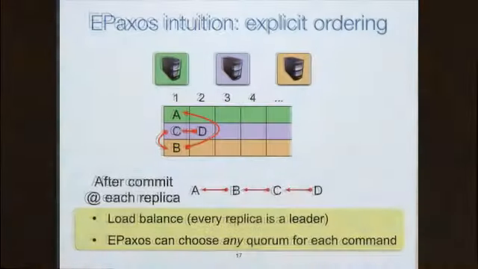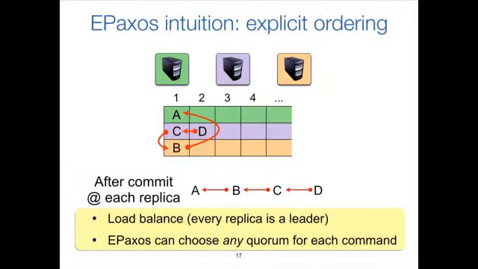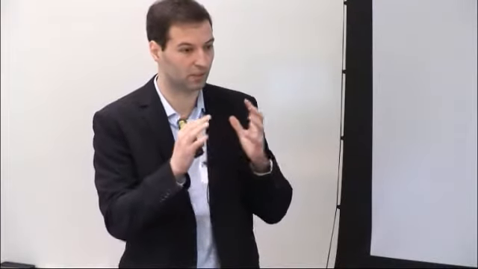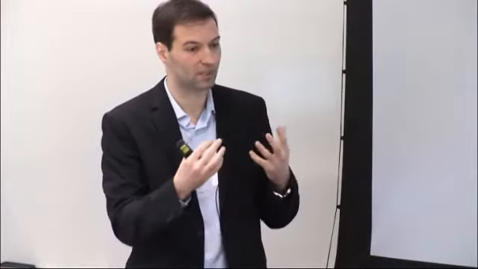So the takeaways here is that we achieve load balancing because every replica is a command leader for some commands. And we have the flexibility to choose any quorum of replicas, any replicas to be part of a quorum to commit a command. We no longer have to involve one particular replica on every decision, like it was the case for the stable leader in multi-Paxos.